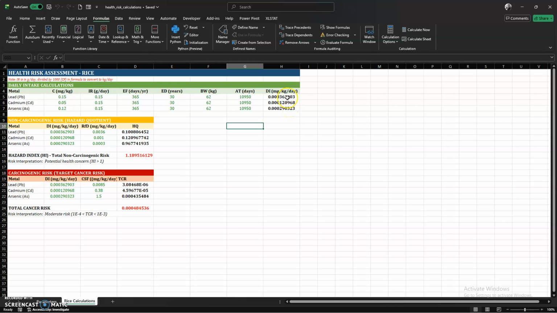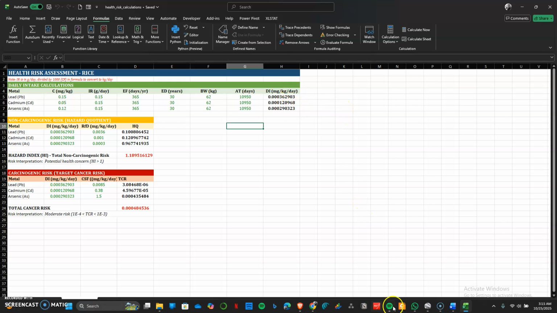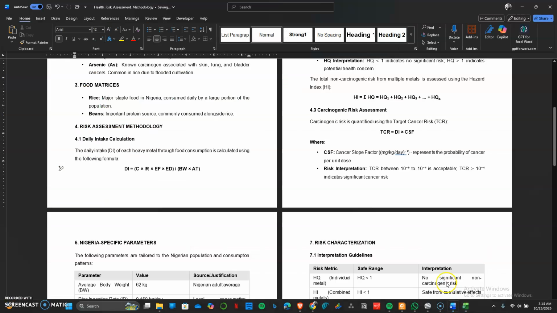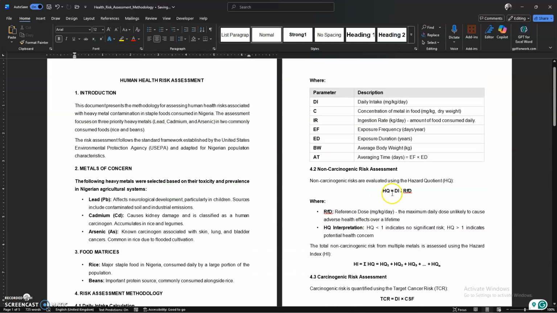But we are not really interested in the daily intake. All we are interested in is our hazard index. The hazard quotient, sorry, is simply your daily intake divided by the reference dose. This reference dose is more like a control parameter.